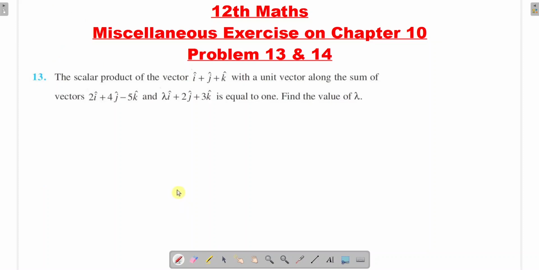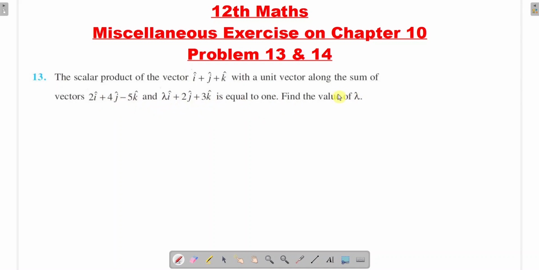In this video we will solve the 13th and 14th problems of the miscellaneous exercise on Chapter 10 of 12th class maths. The 13th problem is: the scalar product of the vector i cap plus j cap plus k cap with a unit vector along the sum of the vectors 2 i cap plus 4 j cap minus 5 k cap and lambda i cap plus 2 j cap plus 3 k cap is equal to 1. Find the value of lambda.